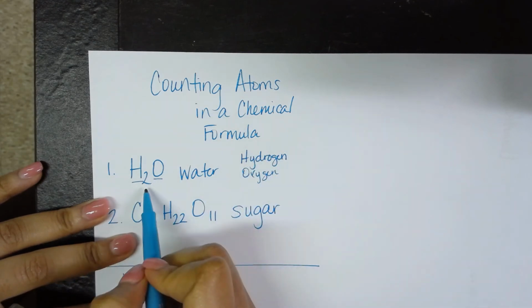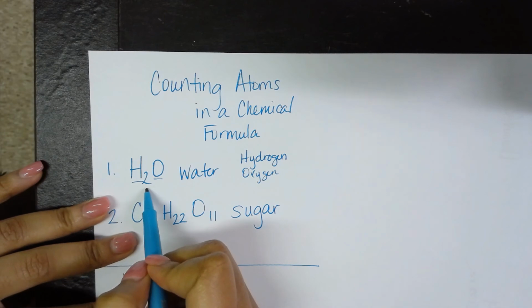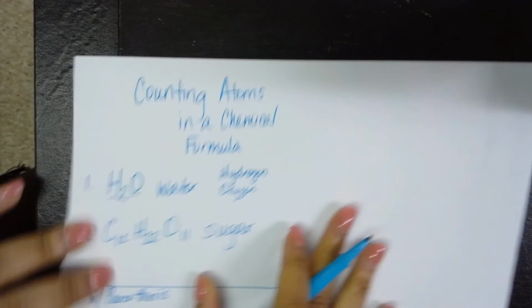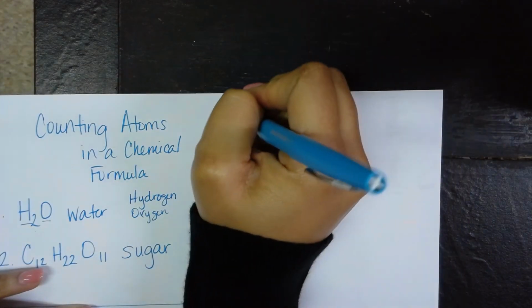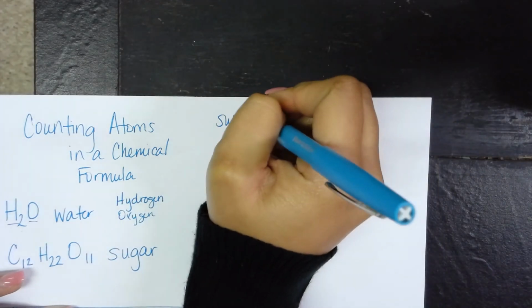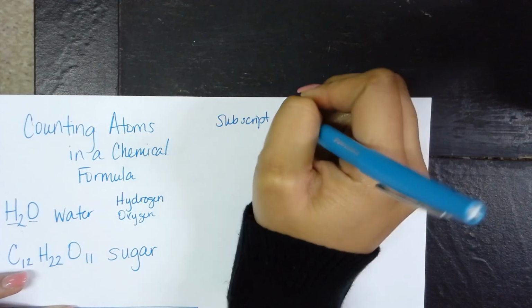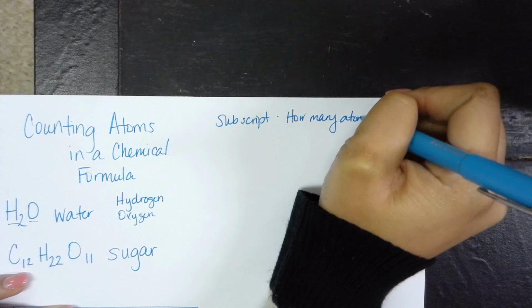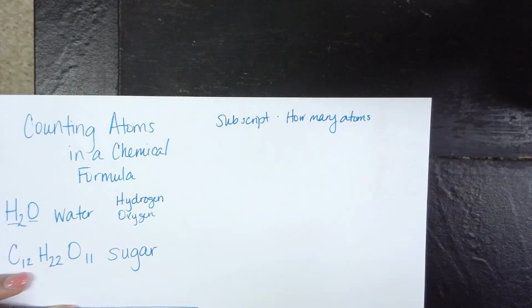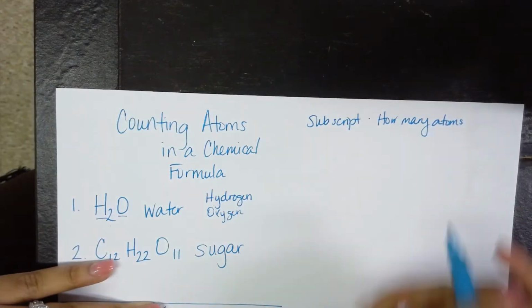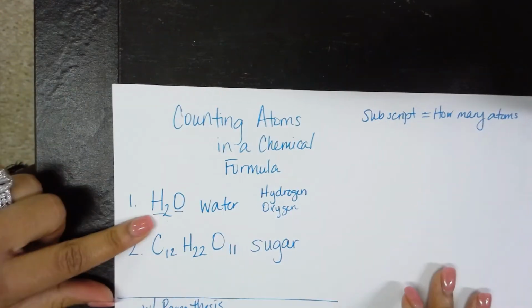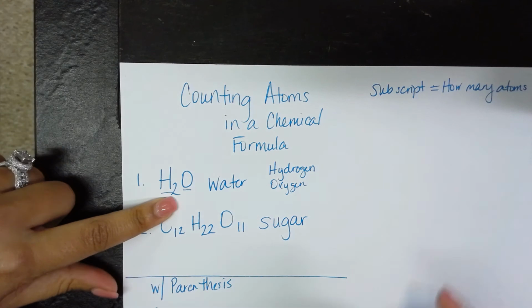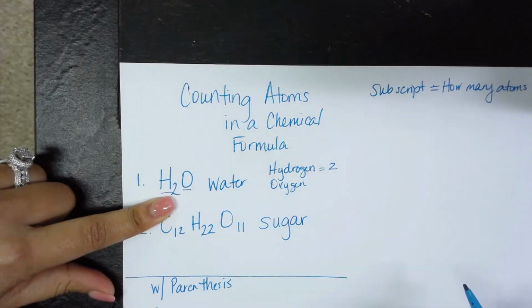Now, we also have these little numbers behind the element. That number is called a subscript. A subscript lets us know how many atoms of that element are being used in this particular formula. So in this formula, we see that there are 2 atoms of hydrogen.